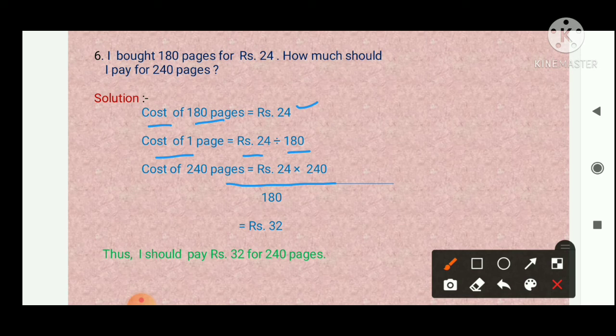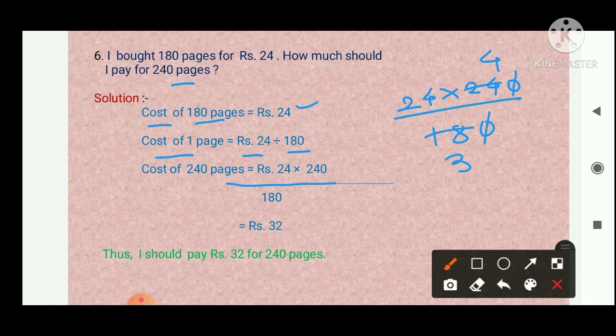But here we have to find out cost of 240 pages. So how to get it? So here we multiply 24 rupees by 240 and divide it by 180. So here 0 0 get cancelled. Now 24 and 18, its HCF is 6. So we divide 24 and 18 by 6. By dividing 18 by 6, we get quotient 3. 6 3s are 18. And by dividing 24 by 6, we get quotient 4.